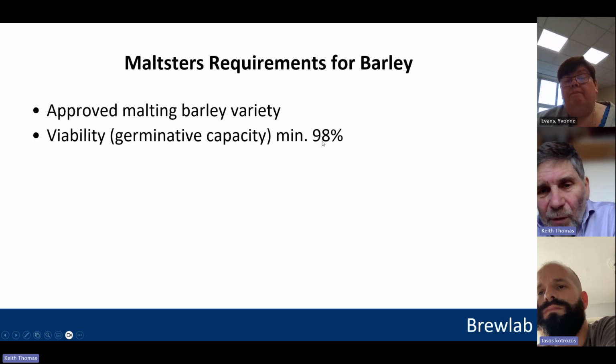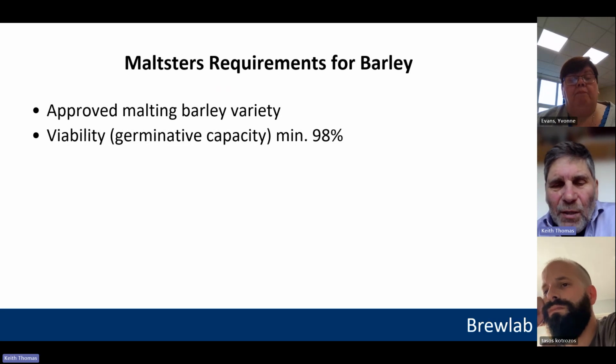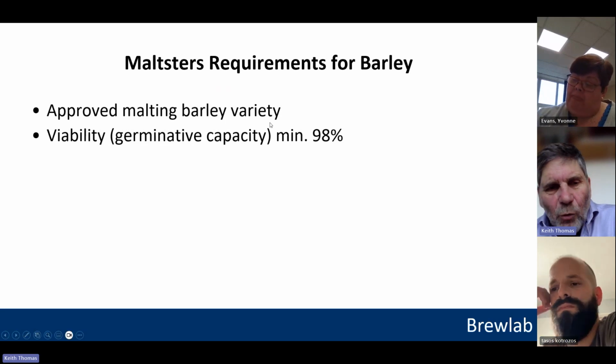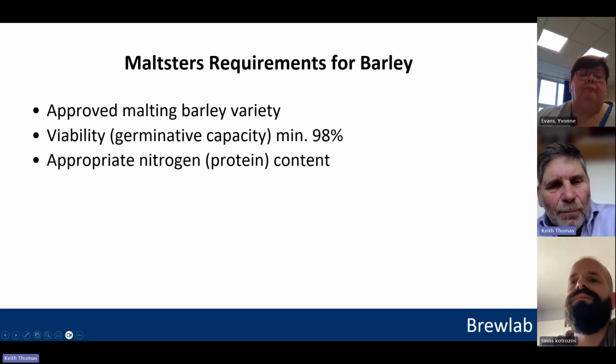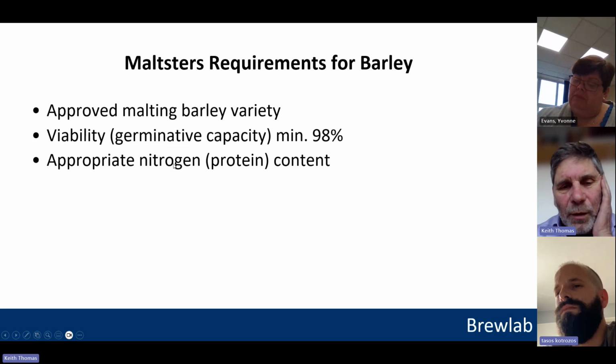The viability is very critical. When you harvest the grains, you want them all to be able to germinate. So 98% is very high, only 2% losses. And you can test that in laboratory conditions by putting a petri dish with some water in and seeing how many germinate. The nitrogen content is 1.7%, protein maybe 12%.